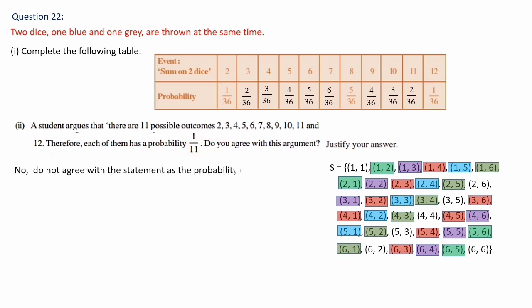So no, do not agree with the statement, as the probability of each of them can never be 1 by 11, as the sums are not equally likely. So all the sums are not equally likely, because of that 1 by 11 probability will not be coming. So the argument is wrong. So we are not going to agree with the argument.